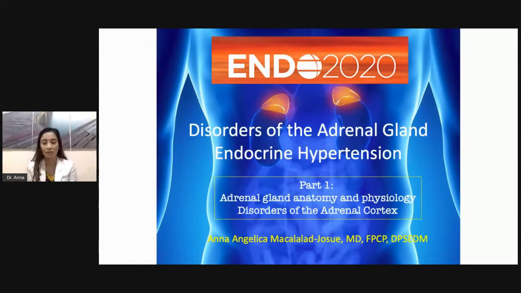For the first part of this session, we're going to talk about the adrenal gland anatomy and physiology and an overview of the disorders of the adrenal cortex.